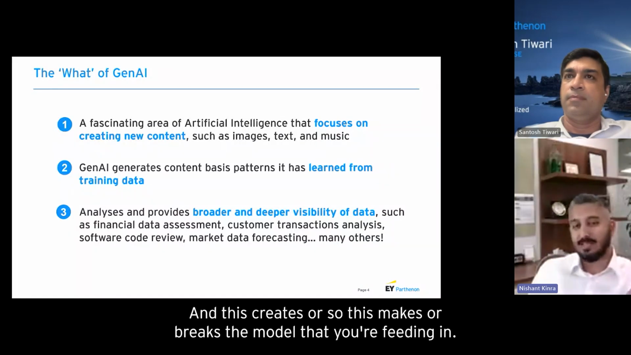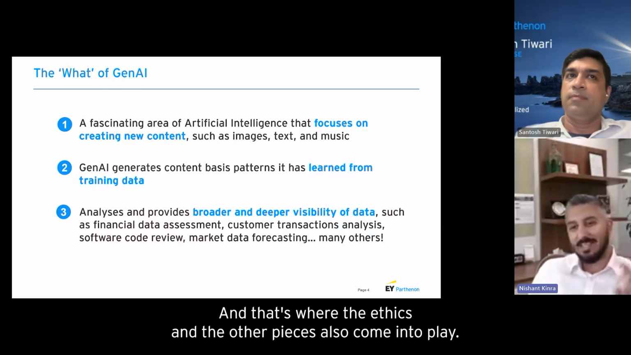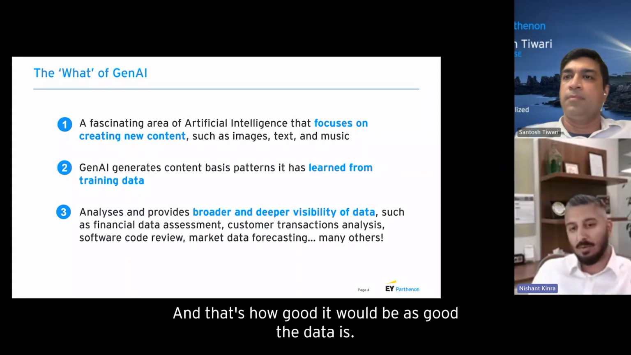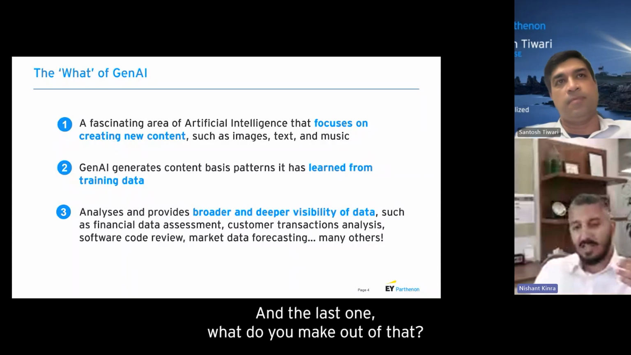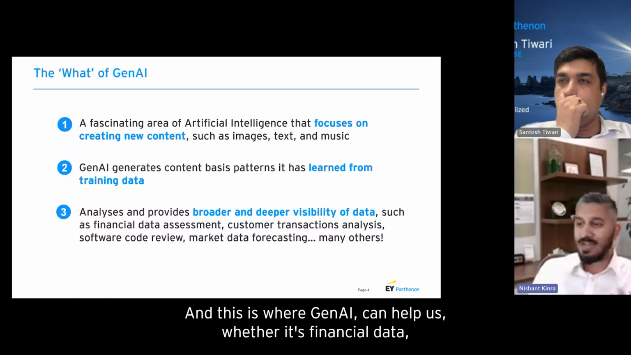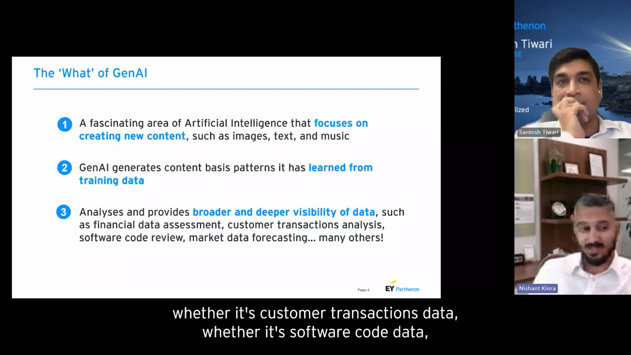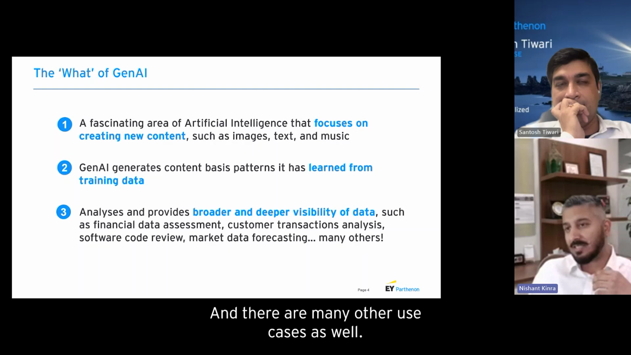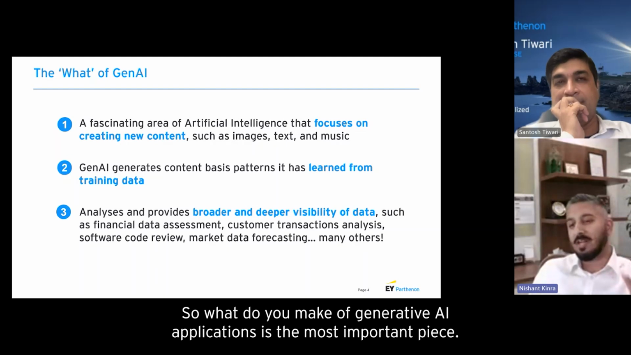And this makes or breaks the model that you're feeding in. And that's where the ethics and the other pieces also come into play. What is the data that you're feeding it with? That's how good it would be, as good as the data is. And the last one, what do you make out of that? How do you analyze different kinds of data? And this is where Gen AI can help us, whether it's financial data, customer transactions data, software code data, market data forecasting, and there are many other use cases as well.